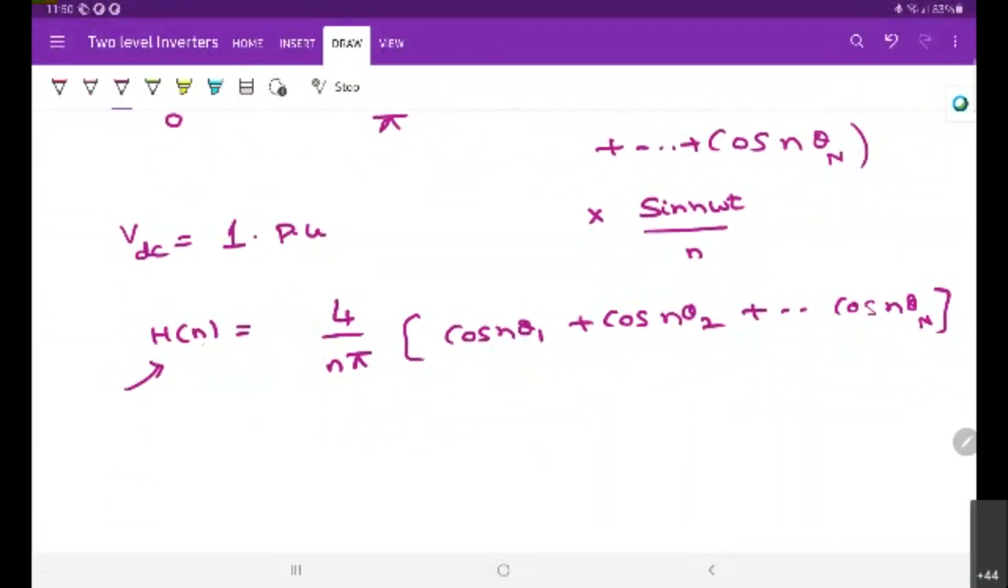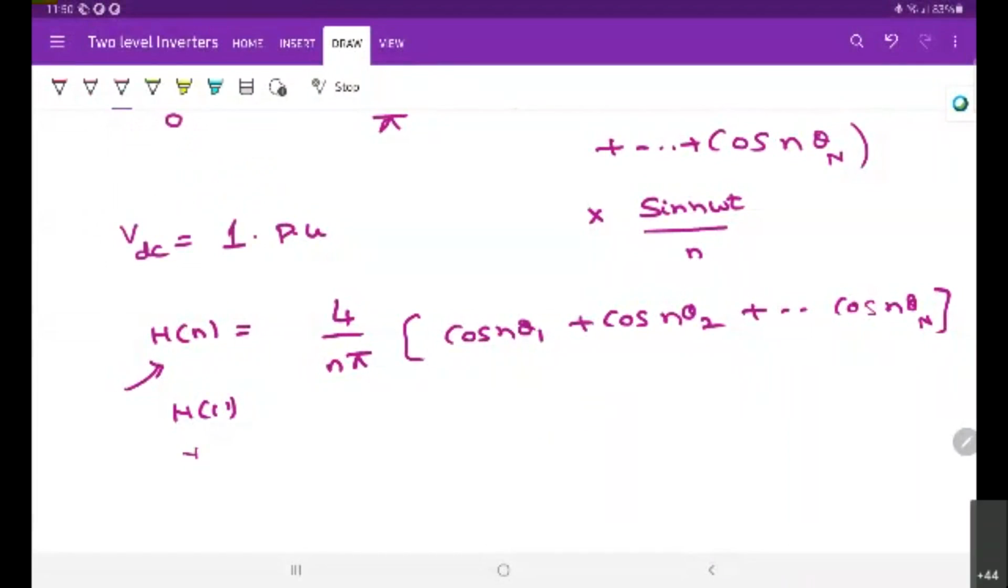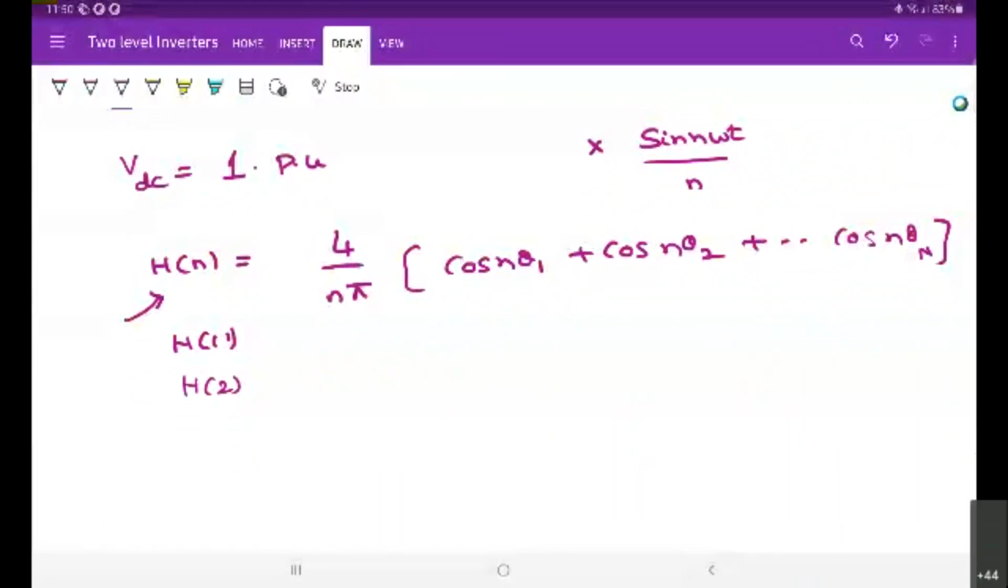So you have h1, h2, h3, that means n equal to 1, 2, 3, 4. If you substitute n equal to 1, you will get h1. Similarly, for h2 you need to substitute n equal to 2. So these are the coefficients, right? Yes, sir, there is one summation in the above expression.